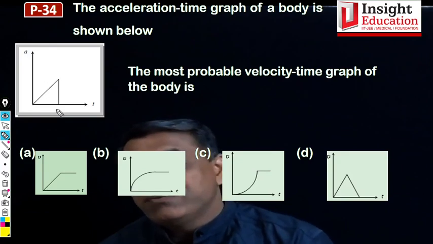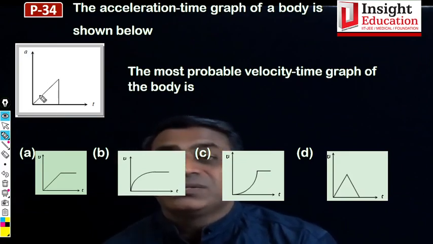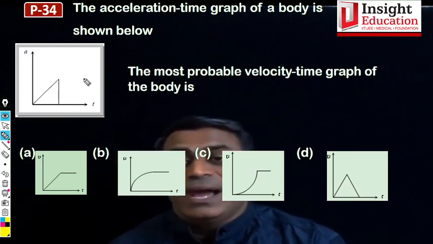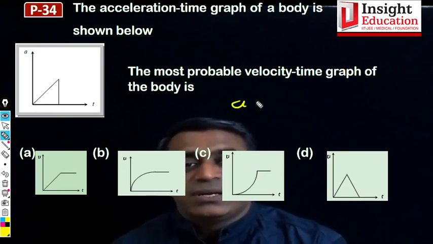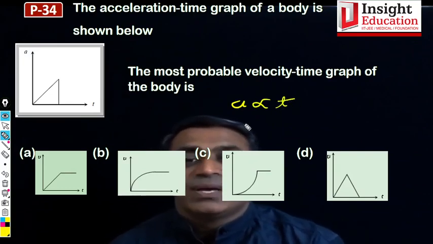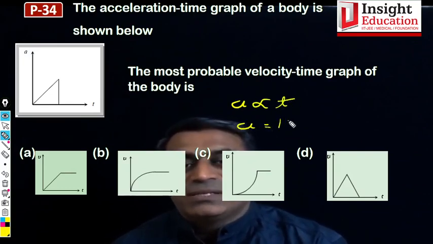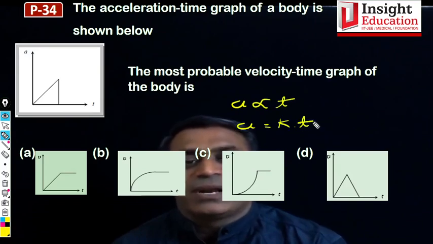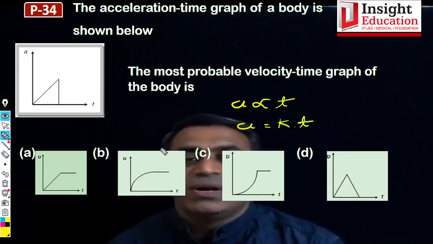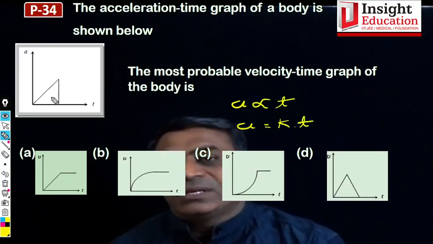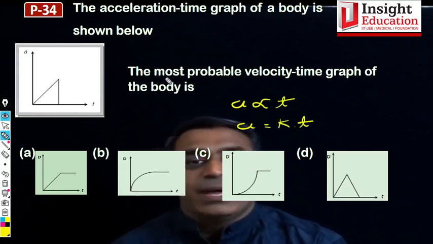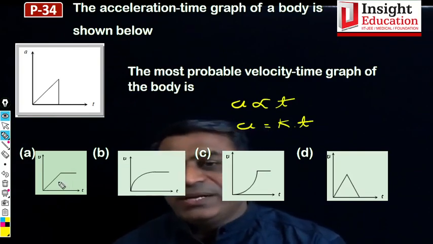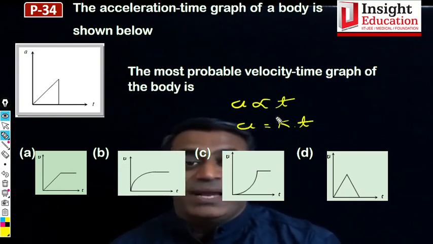Here you can see acceleration increasing at a constant rate. So I can say acceleration is proportional to time. So acceleration is equal to kt. Now I want to find the velocity time graph. So for the graph I need the relation.